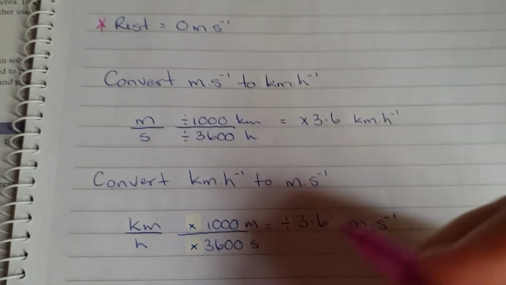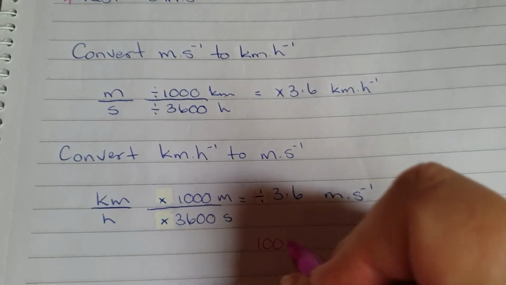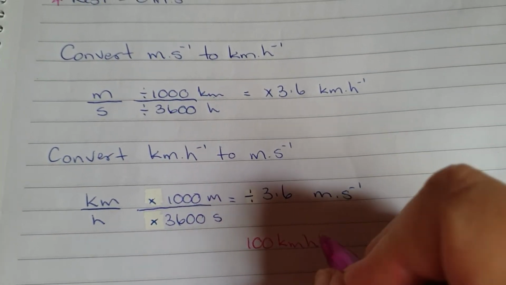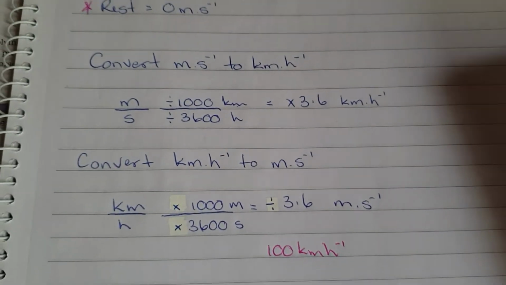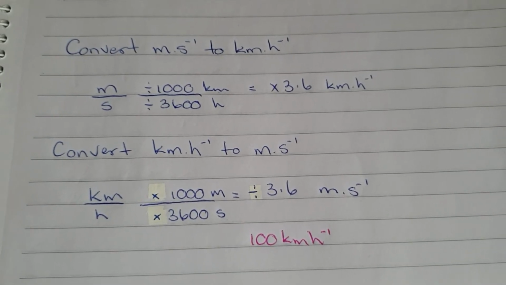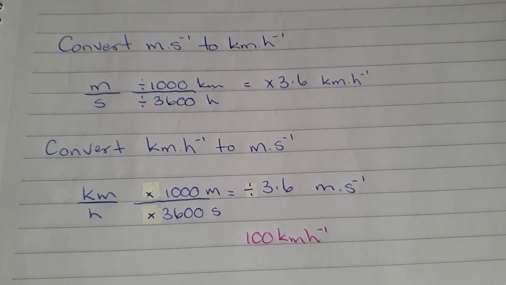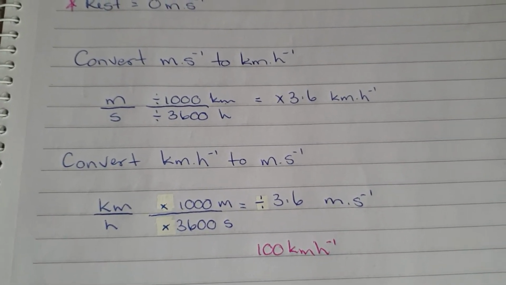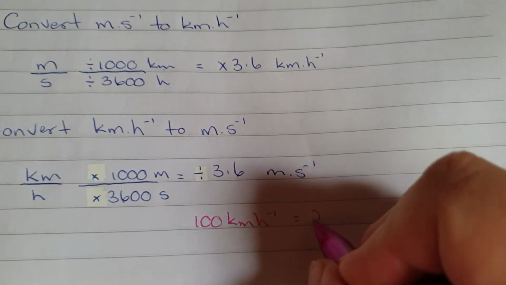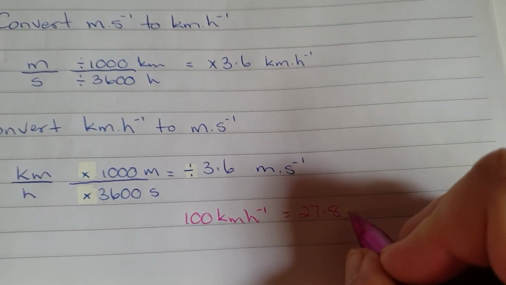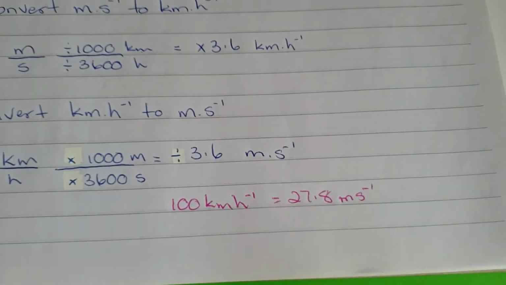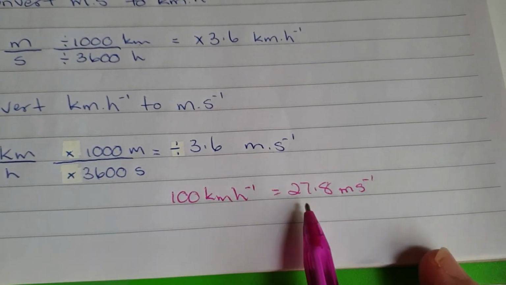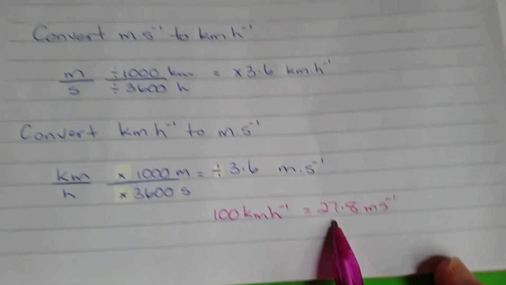Right, and if you do that to, say, 100 kilometers an hour, divide by 3.6, and you get 27.8. Right, so 100 kilometers an hour is 27.8 meters per second.